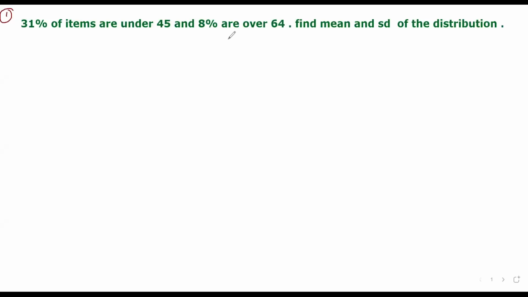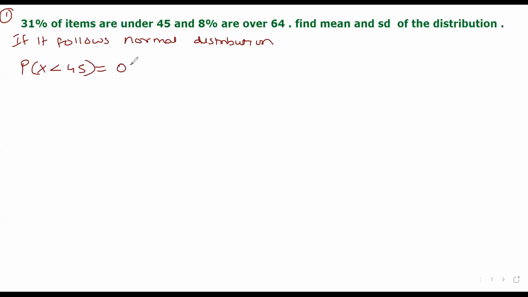It's a very typical kind of sum. 31% of items are under 45 and 8% are over 64. Find the mean and standard deviation if it follows normal distribution. Generally वो लोग आपको एग्जाम में दे देते हैं ये नॉर्मल डिस्ट्रीब्यूशन. तो यहाँ पे इन्होंने सिर्फ प्रोबेबिलिटी दी है. Probability that x is less than 45 is 31%, that is 0.31. And probability that x is greater than 64 is 8%, that is 0.08.